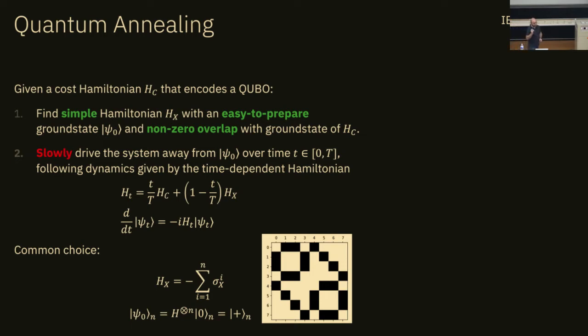So suppose we have a given Hamiltonian like we had before. We construct a Hamiltonian that encodes a QUBO. And now we're looking for another mixer Hamiltonian that is very easy and that has a known eigenstate that's easy to prepare. And this ground state needs to have an overlap with the optimal solution of your problem. What you do then is you drive your system from this ground state of your mixer slowly, using the dynamics defined here, to the ground state of your problem.